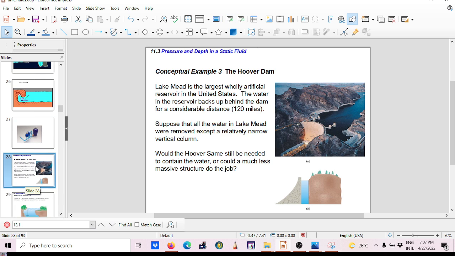So what do you think here if you want to answer the questions? The answer is that it doesn't matter the volume of water it's trying to contain. What matters is the depth. So even if you have a smaller volume of water, it's still going to be the same pressure pushing on the dam. So that's why you need a thicker wall here to contain the pressure.